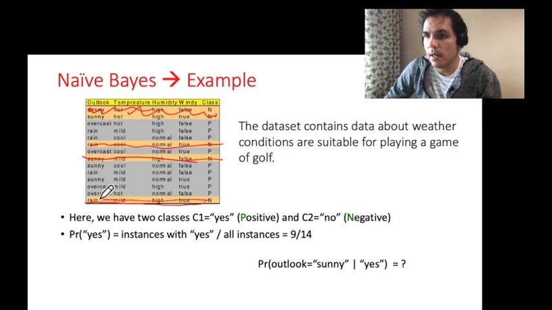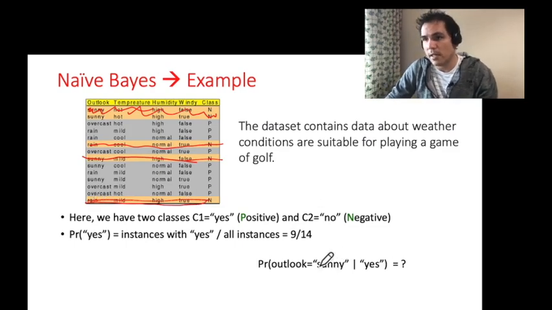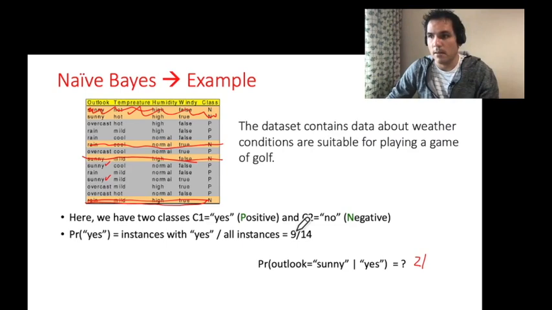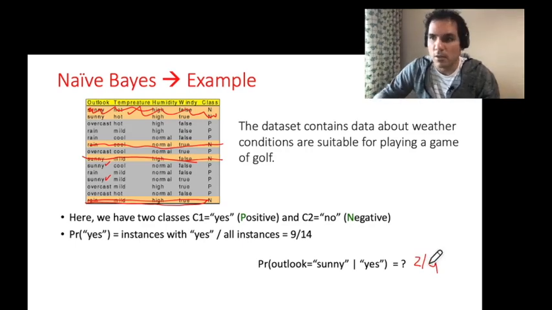And what we are going to be doing now is looking into how many outlook Sunny we have out of all these selected examples that are positive examples or yes. So basically we look at how many Sunny we have. This is not Sunny, this is not Sunny. We have 1 here, we have 2 here. So the probability is 2 out of, we already know that we have 9 positive or yes examples. So this conditional probability is going to be 2 out of 9. You can calculate that and then you will get the actual probability.